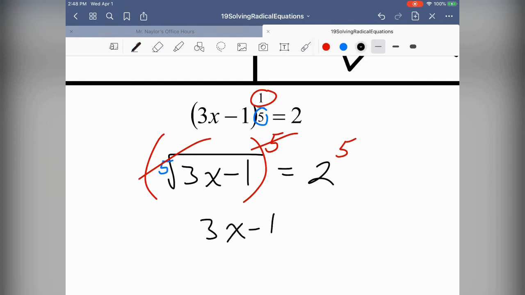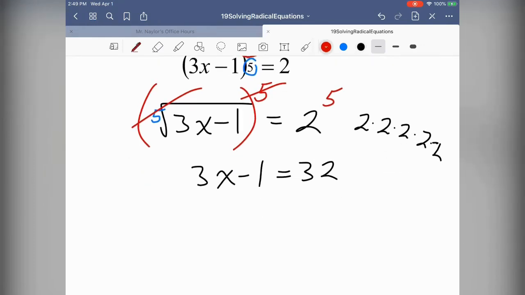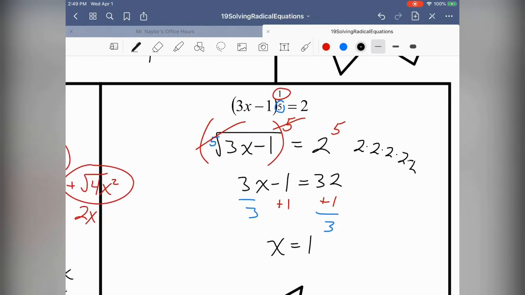And that gives us 3x minus 1 equaling. Now, what is 2 to the 5th power? Are you thinking about that? That's 2 times 2 times 2 times 2 times 2. And that should be 32. So after we add 1 to both sides and get 33, you can divide by 3, and 33 divided by 3 is 1.